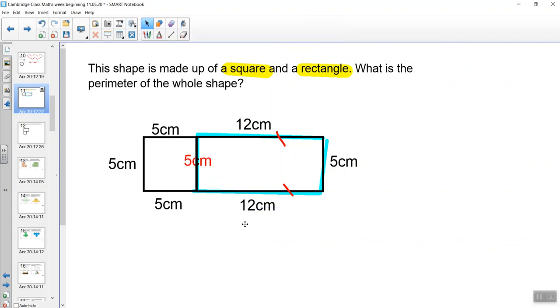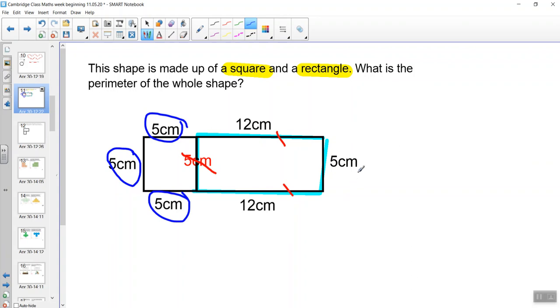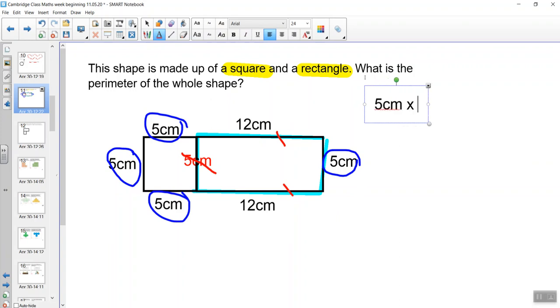But of course, I've got to be very careful now because I don't want to miss any values. So I think what I'm going to do is count up the 5 centimetres that I need. Let's just cross that one out because I don't need it. And let's count up. That's 1, 2, 3, 4 lots of 5 centimetres. So I can say 5 centimetres times 4 equals 20 centimetres.